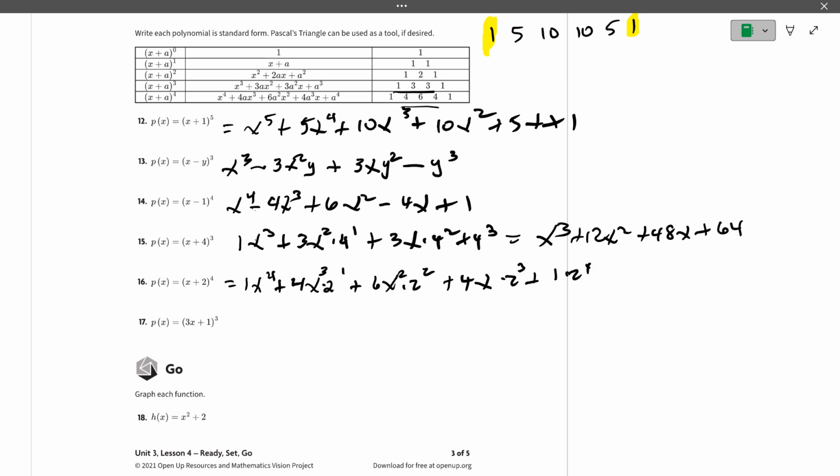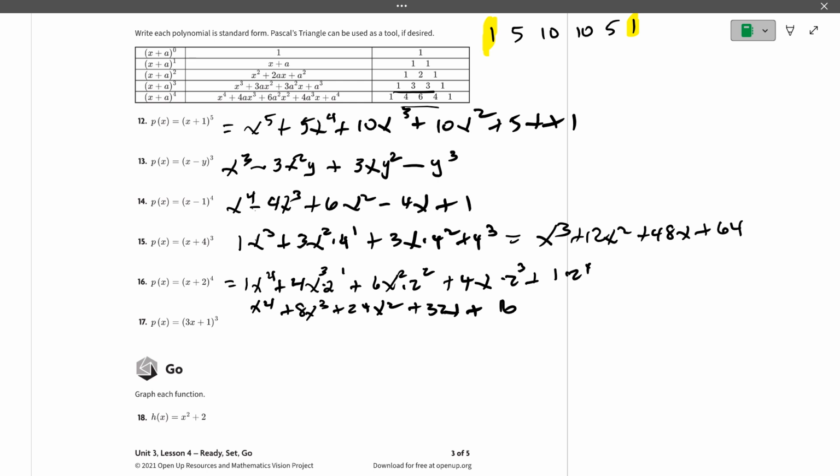So this is going to be what? X to the fourth. 2 times 4 is 8x to the third. 4 times 6 is 24x to the second. 2 to the third is 8 times 4 is 32x. And 2 to the fourth is 16.